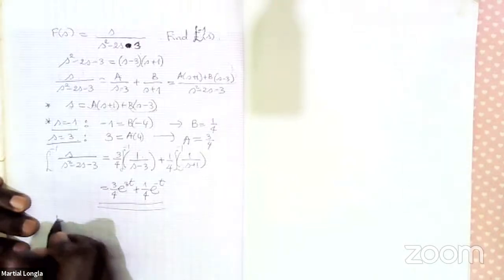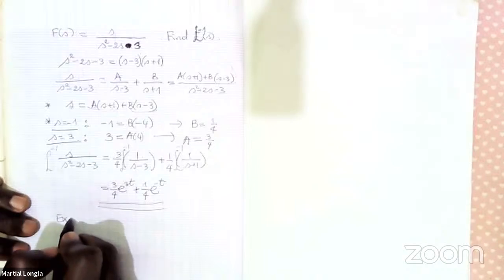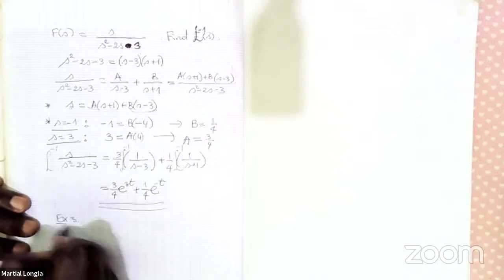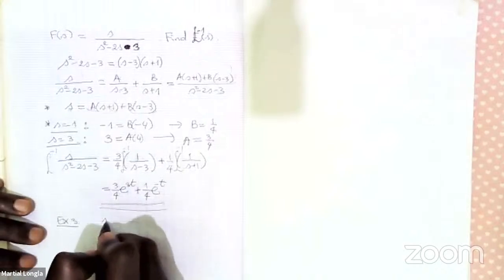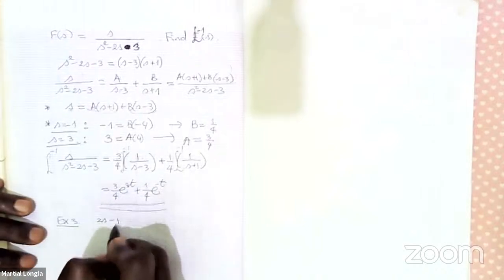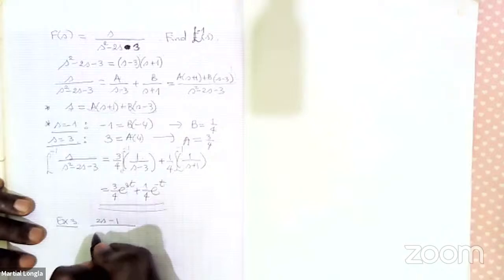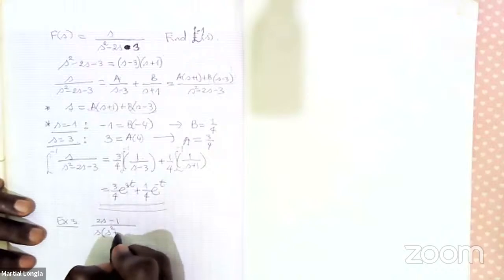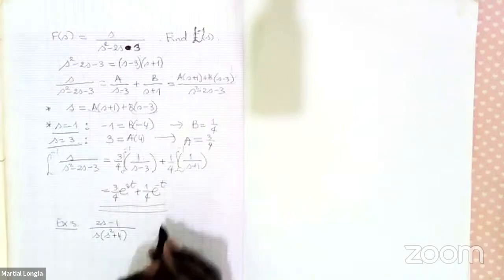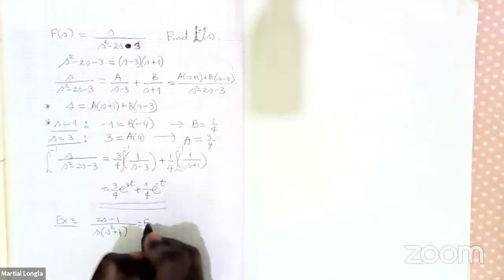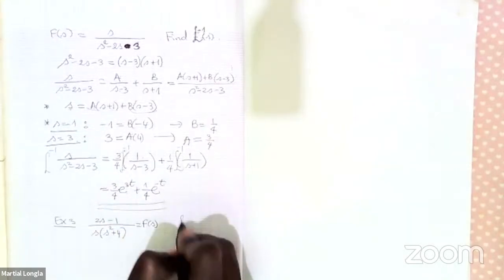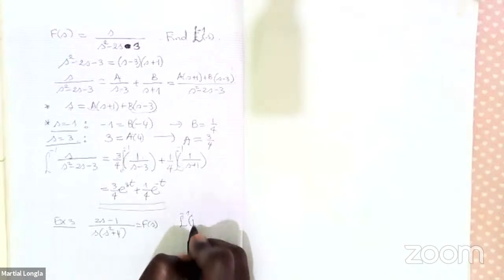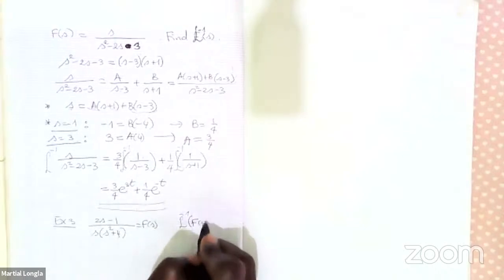Now, example 3, where we have things of the second order. So let's say we got 2s minus 1 over s times s squared plus 4. And the question, that's f of s. What is the inverse Laplace transform of f of s? What is it equal to?